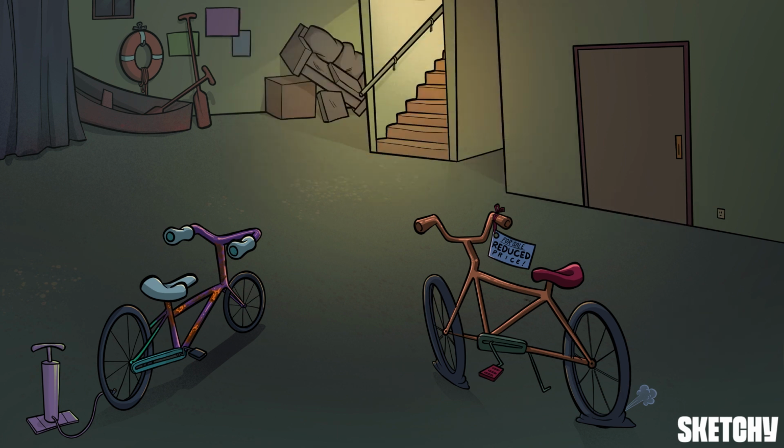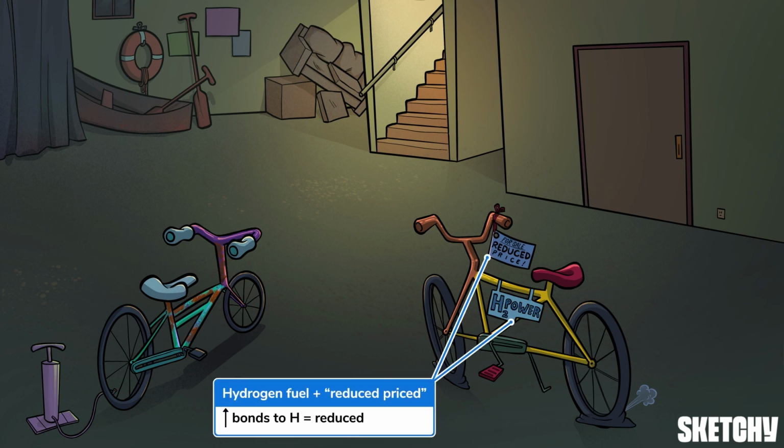In addition to looking at oxygen atoms, you can also tell if oxidation or reduction has occurred by looking at the number of bonds to hydrogen atoms. This hydrogen fuel cell battery pack on our reduced bike is there to let you know that the more bonds there are to hydrogen atoms, the more reduced the molecule is.